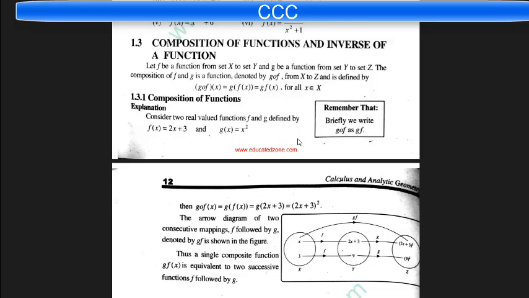First of all, we define composition of a function. Let we have two functions f and g. F function from a set X to set Y, and g function from a set Y to set Z. Then their composition of f and g is a function denoted as g of f, in which g of f of x is equal to g of f of x, meaning that we replace the value of function f of x into the value of g of x.